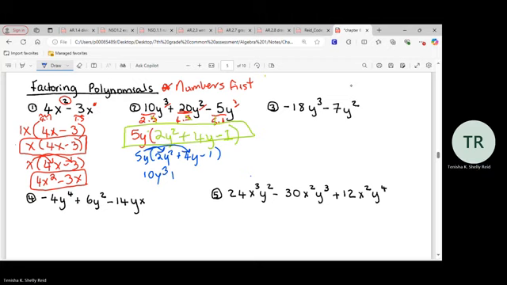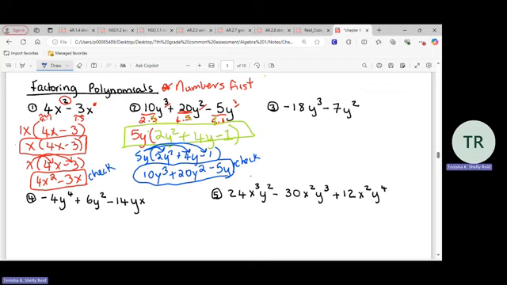Plus 5 times 4 is positive 20. Y times y is y squared. And then 5 times negative 1 is negative 5. And y, there's no y, so we got 1 y here. Is this where I started? Yes. I am done.